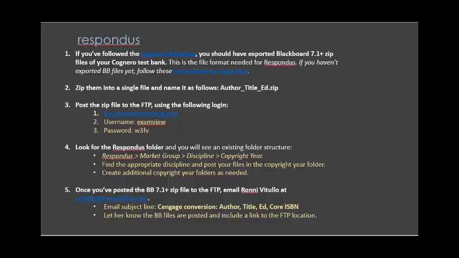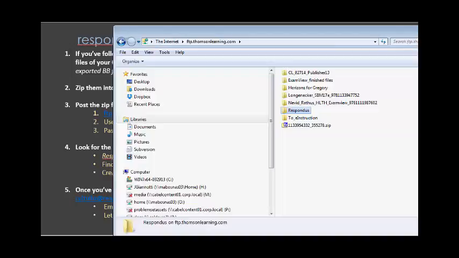There are really four quick steps for completing this task. You've already probably done step 1. You have your exported Blackboard files. So then you're going to go ahead and zip them into a single file and name it using this naming convention: author, title, edition. And then you'll post your zip file to this FTP site using the following login. Let's take a quick look at that.